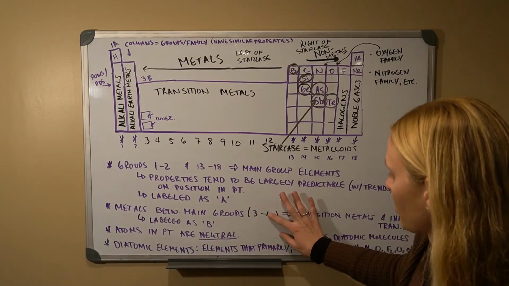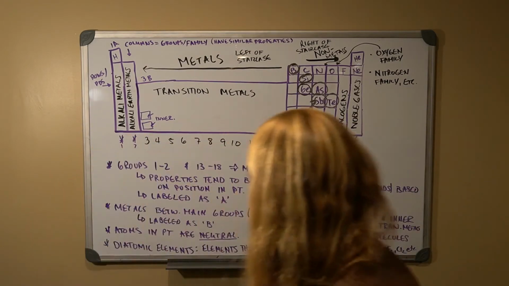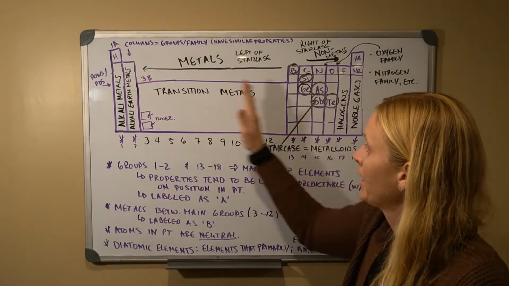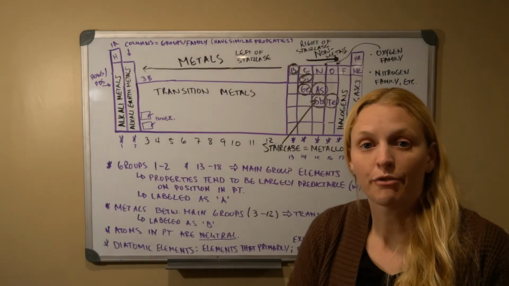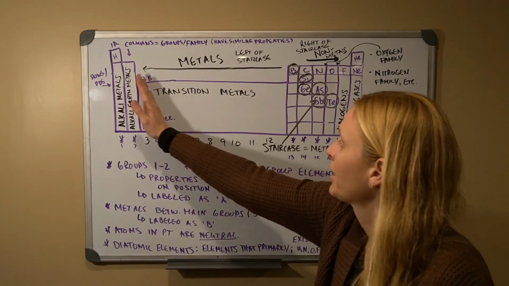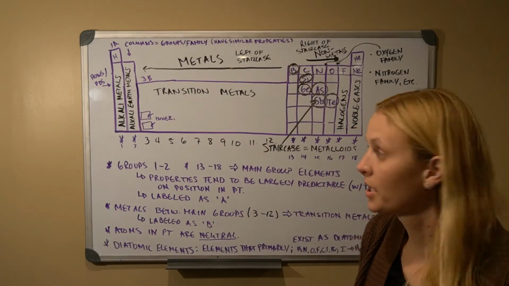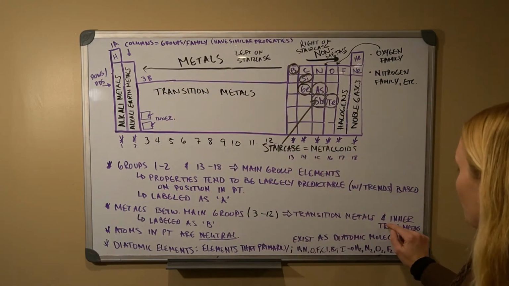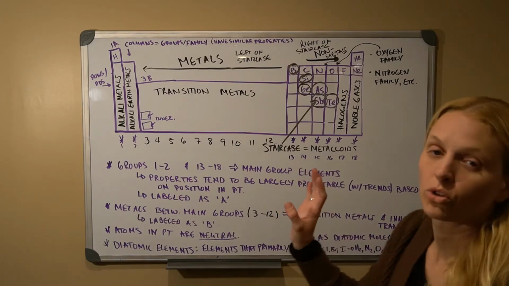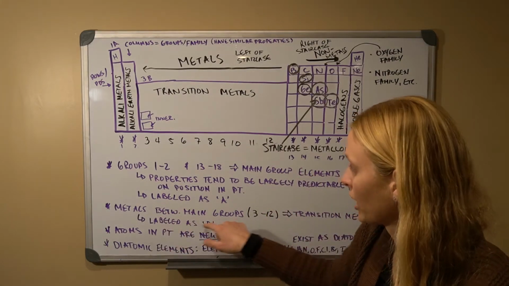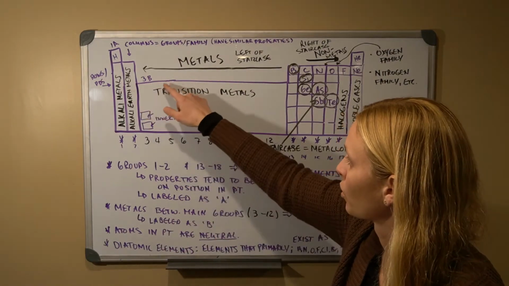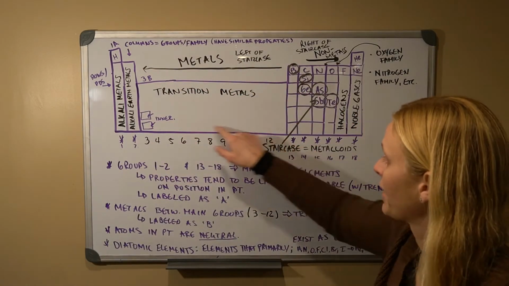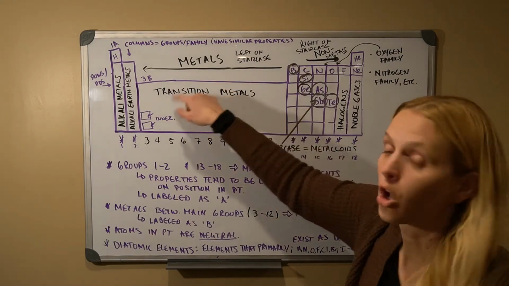So this is not correct here. This should be 3 through 12. Okay, so there are 10 columns, 10 families, or not really families, 10 columns of transition metals here in this main section. Okay, and also the inner transition metals are also classified as B. Okay, so these are labeled as B, so this would be 3B, 4B, 5B, 6B, up to 12B. And so there's 10 of them, 10 columns right in here.